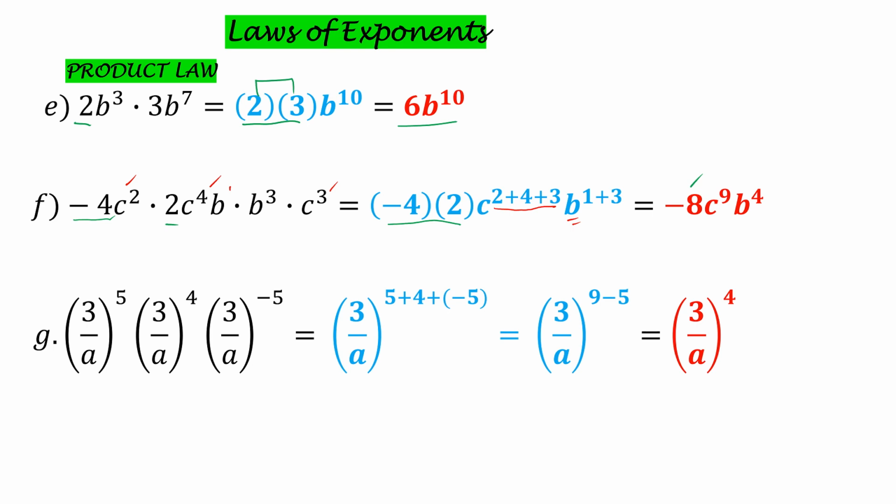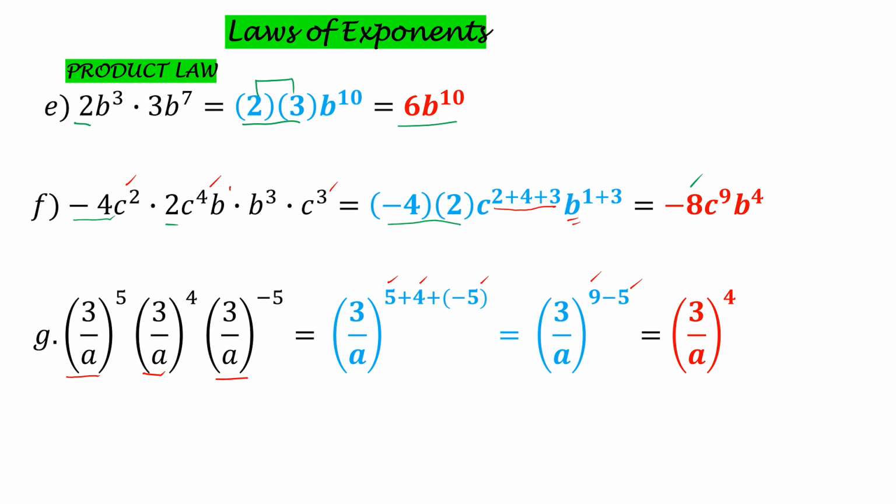And letter G, as what we have, the base is quantity of 3 over a. So they are common. Thus, we simply add the exponents 5 plus 4 plus negative 5. And we are done with adding signed numbers. So we simply apply it. So 5 plus 4 is equal to 9 minus 5. So we have quantity of 3 over a to the power of 4. So we are done with these examples, and this will be for the product law.